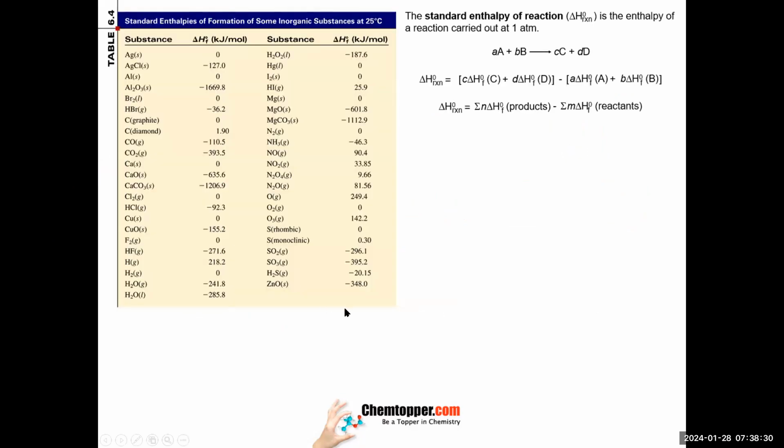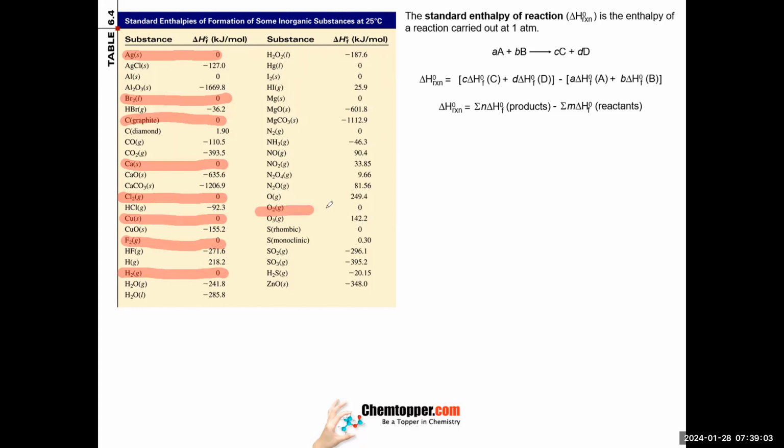This is the table. And I'm highlighting all the standard elemental forms. And you can see all of them are zero. Br2 liquid is zero. Br2 gas is not zero, because under standard conditions, bromine is liquid. See, graphite is zero. Calcium solid. Chlorine gas. Copper solid. See, all these are zero, because they are in their standard elemental forms.